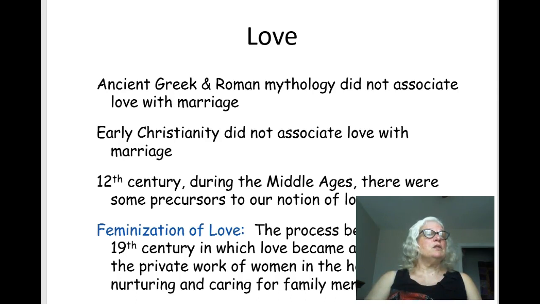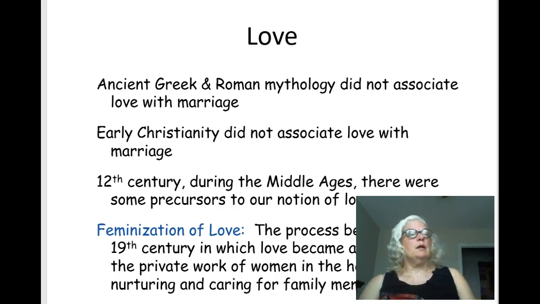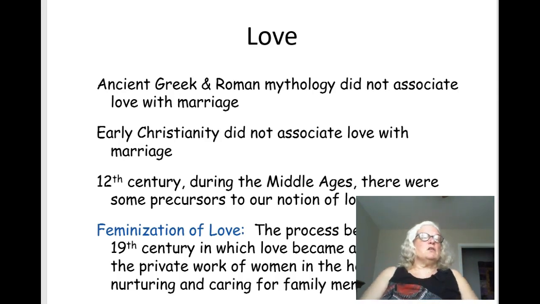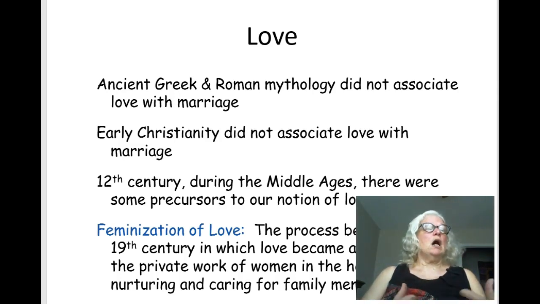In the Middle Ages, in the 12th century, there were some precursors to our notion of love, but by the 19th century we get this feminization of love, that it's romantic, very Victorian. We start getting an association of love with the private work of women at home, and we start seeing that division of family. Now, family and marriage are going to look different than prior to this time period. And part of this is also tied to the industrialization period.